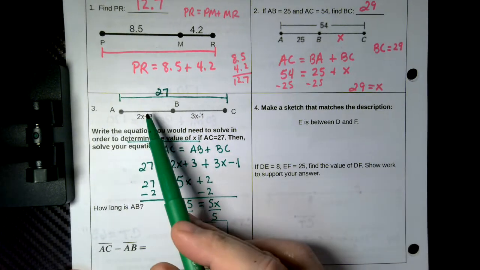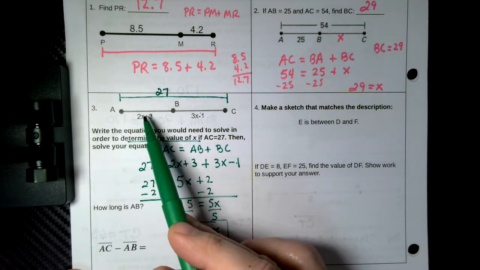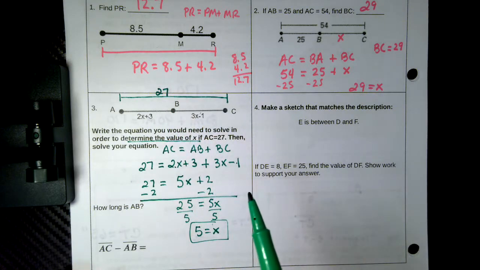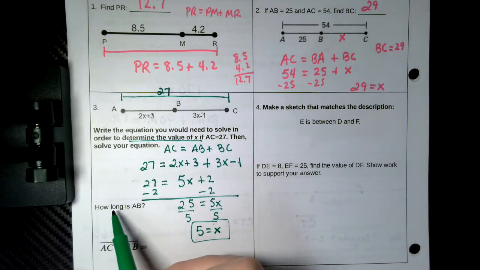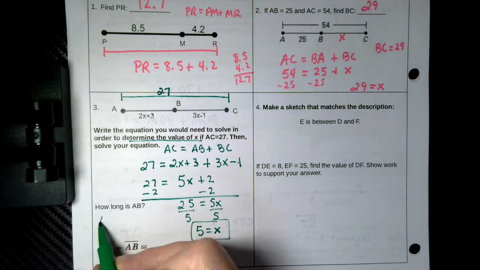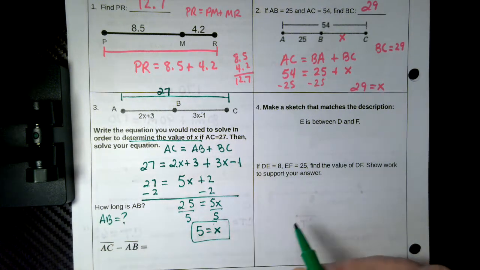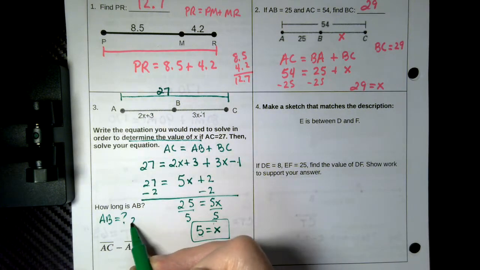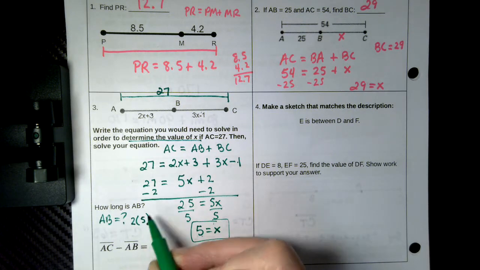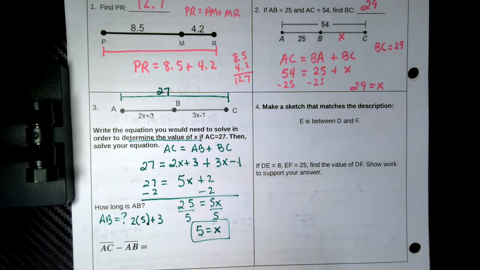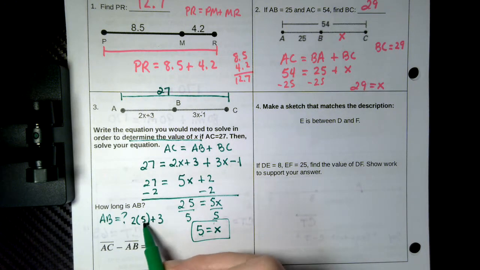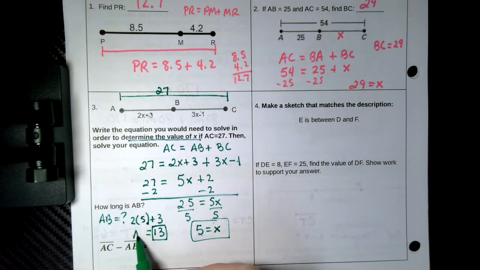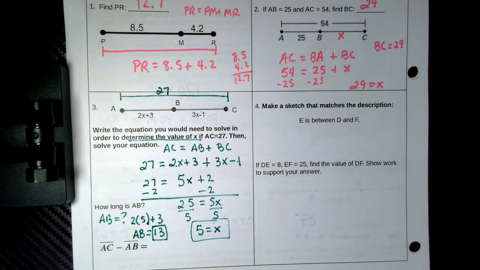5 is just the number that plugs in for x. If I plug 5 in here, I'll get a number, and adding the two numbers together should equal 27. So how long is AB? They wouldn't even actually say how long is AB. They would usually just say, hey, AB equals what? That means you have to figure out how long it is. And it just means plug in the number 5. 2 times 5 plus 3. You're just plugging it in. 2 times 5 is 10. 10 plus 3. AB, I should put that down here. AB is equal to 13.